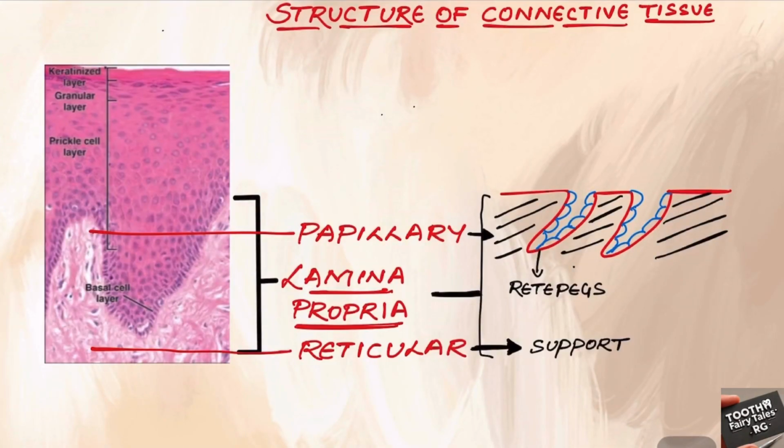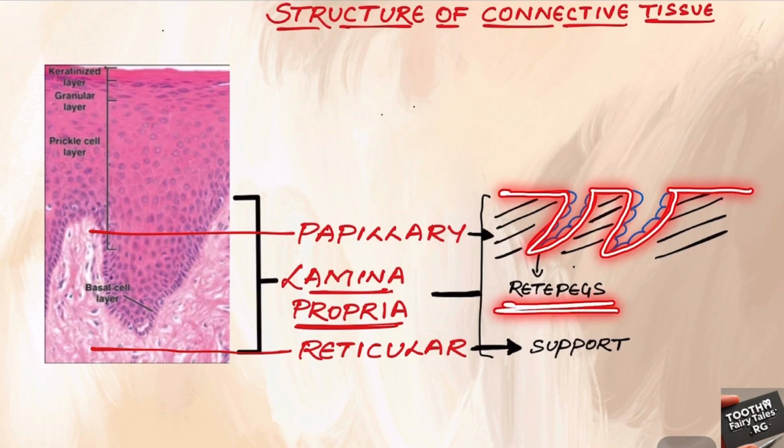Before understanding the connective tissue of the gingiva, let us look into the epithelial rete pegs first. What are epithelial rete pegs? These are the downward projections of the epithelium. So the epithelial rete pegs are also called as epithelial ridges.